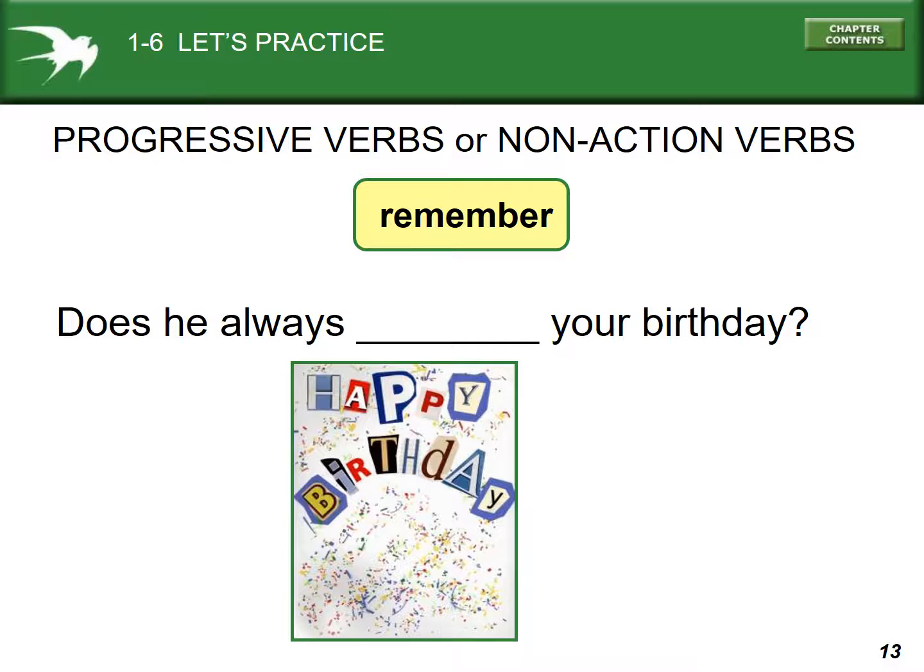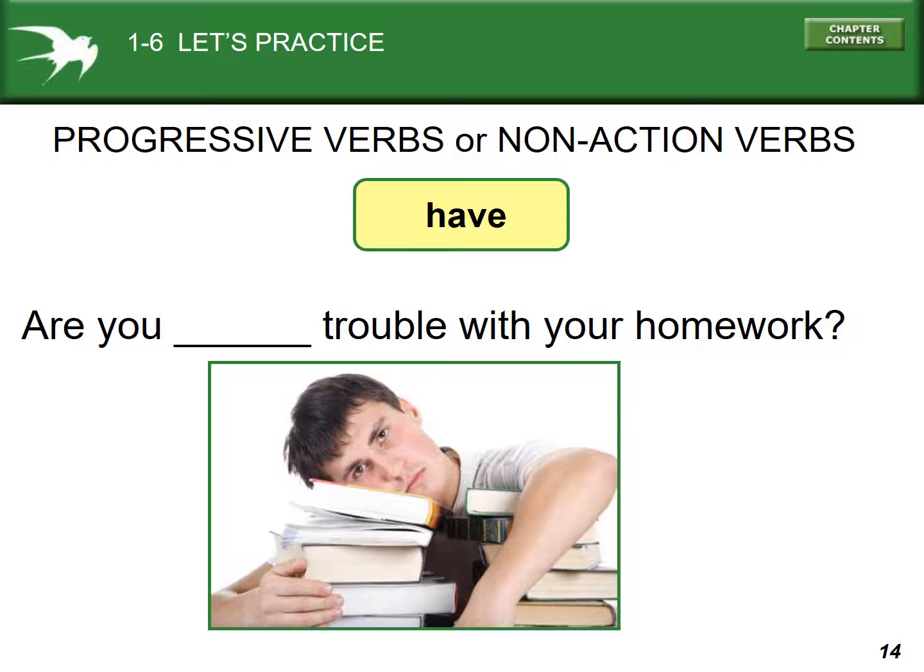So let's try this. Does he always, what form of the verb remember? Does he always remember your birthday? That is not an action in this case. Are you blank trouble with your homework? So that would be right now. So that would be progressive. Are you having trouble with your homework?